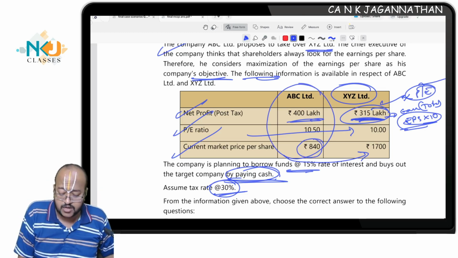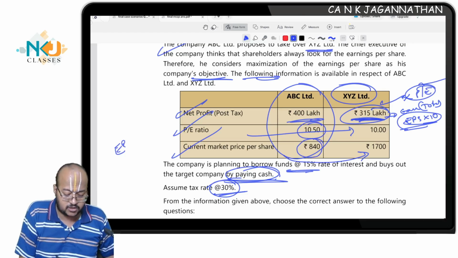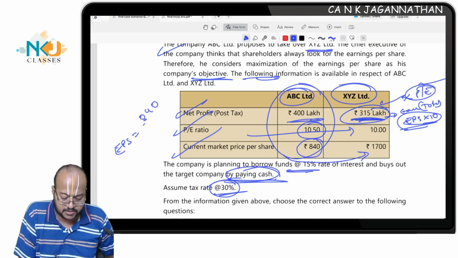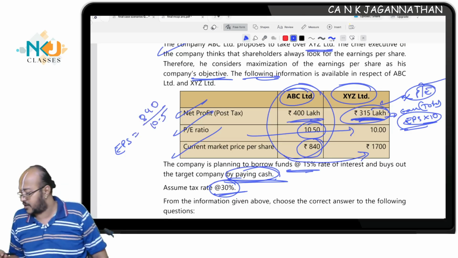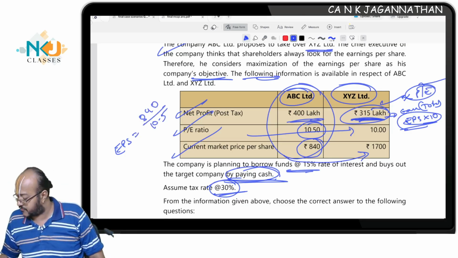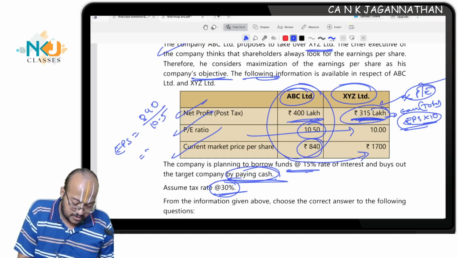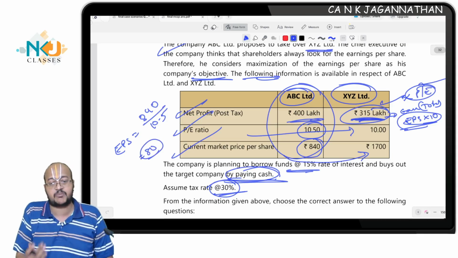Market price 840 given, P/E ratio given. So EPS of this company before merger, you will find out: EPS is equal to what? 840 MPS divided by P/E ratio 10.5. So EPS is how much? 840 divided by 10.5 comes to 80. Are you all understanding? EPS is 80 per share.